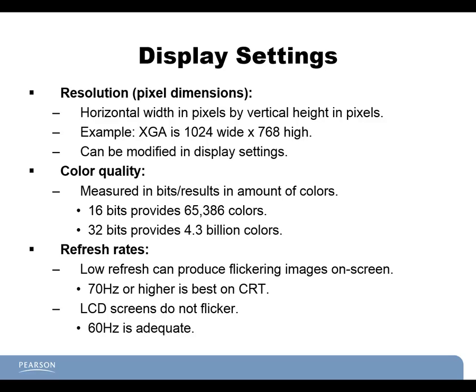Then we also have color quality, which is measured in bits. 16-bit color, for example, provides 65,536 colors. 32-bit provides 4.3 billion colors. That's the amazing thing about video displays now. We're getting into displays that do so many colors you can't even see them all. Refresh rate shows how fast the image on the screen is refreshed. And they say 70 hertz is best on a CRT, but since LCD screens don't flicker, 60 hertz is adequate.